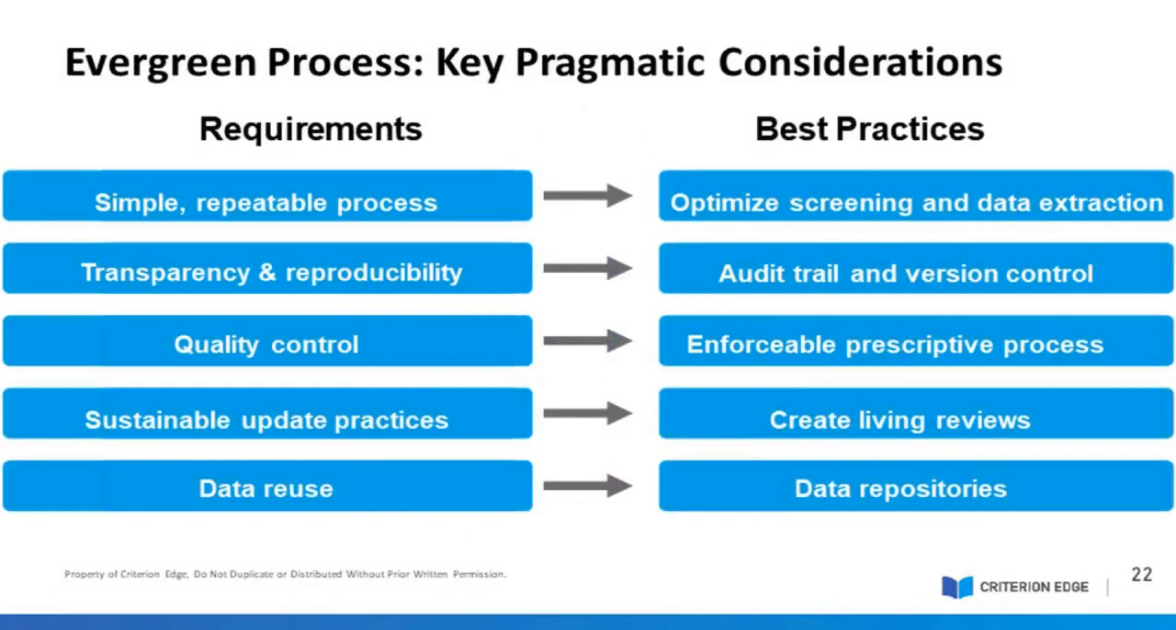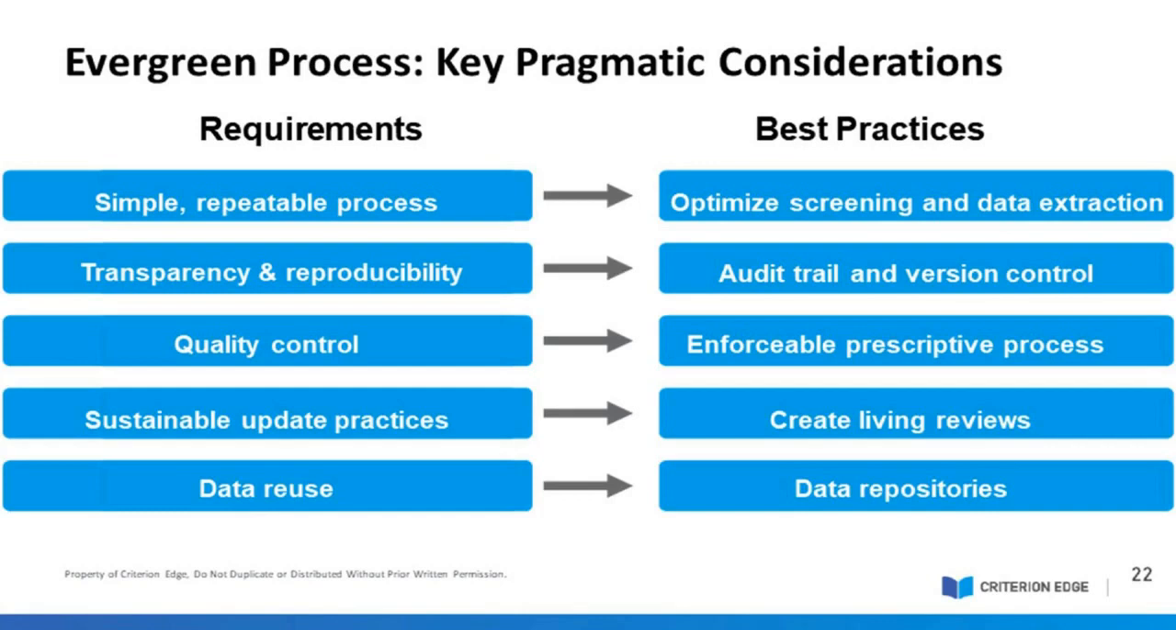Let's take a moment to review the key points covered today in the literature review process. Your review should have simple, easily repeatable processes that are clearly documented to help reduce bias at each stage. Methodology should be transparent and reproducible. Strict quality control standards and data management practices should be implemented and maintained. Create a sustainable process and update your practices as needed.